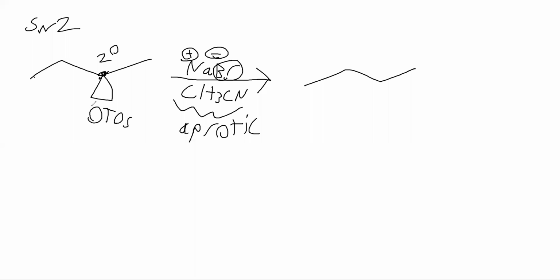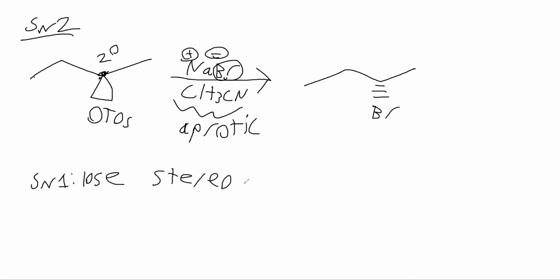What's going to happen to the stereochemistry? Because it's an SN2, yeah, it's going to invert, reverse. So we started with a wedge and the stereochemistry is going to become a dash. Yeah, you got it. So SN1 leads to a loss, I'll go ahead and write it, lose stereochemistry. And SN2 inverts it.